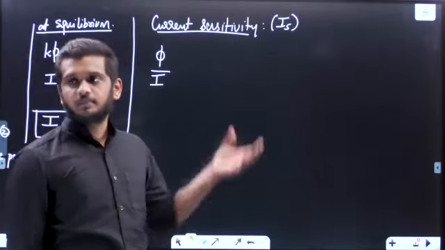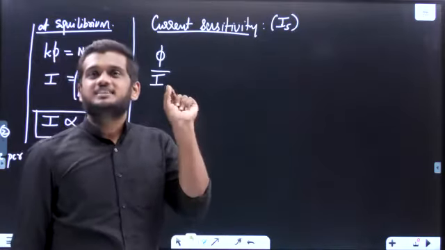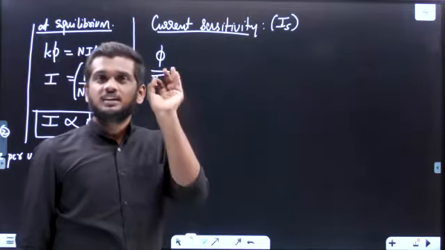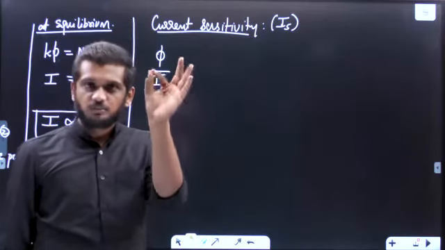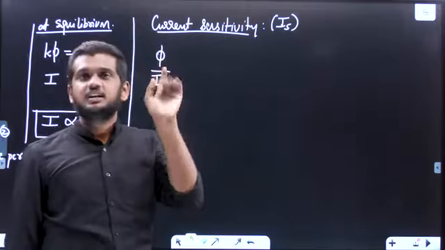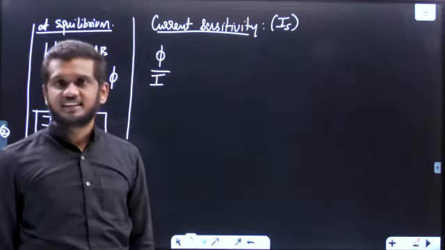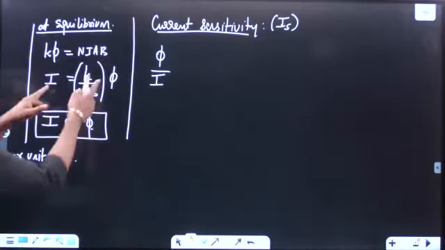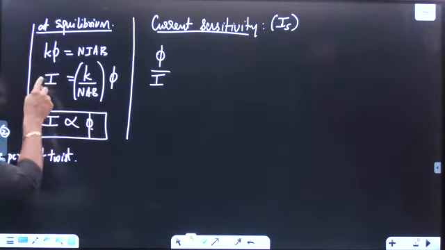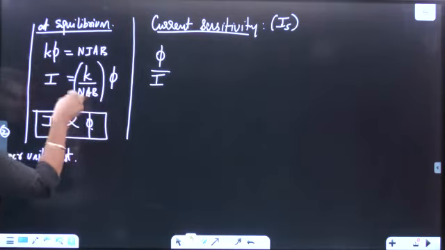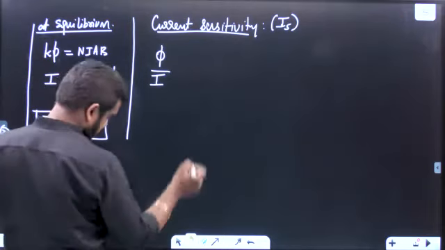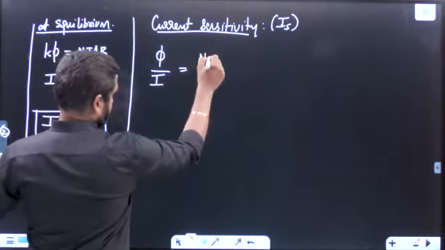Did you understand what I mean by current sensitivity? It basically gives you information about the amount of deflection produced in a galvanometer when a unit current flows through it. Now, from this expression, if you take I to the left hand side, NAB by K will be on the right hand side. Correct?